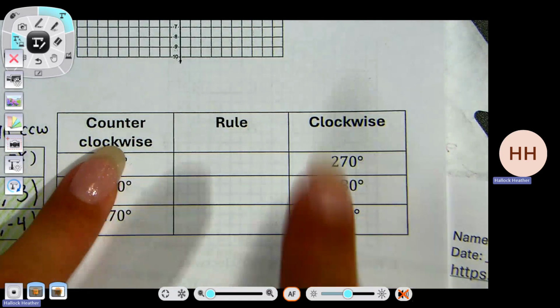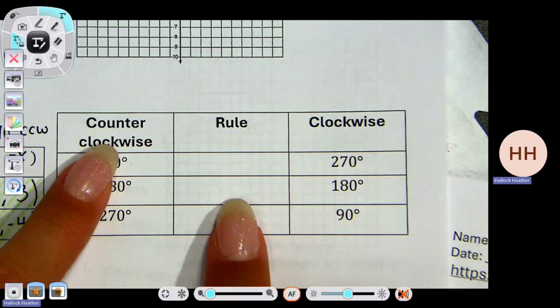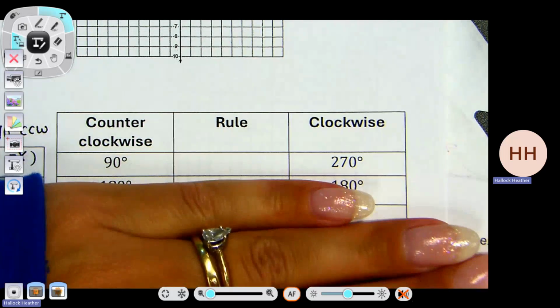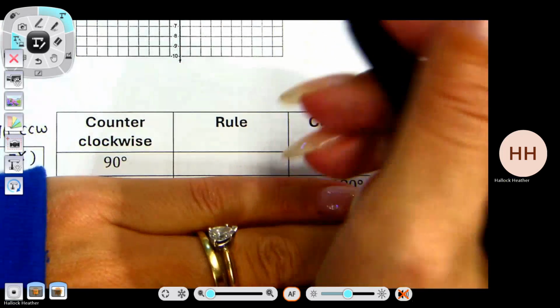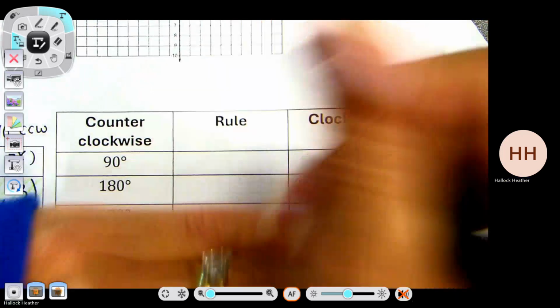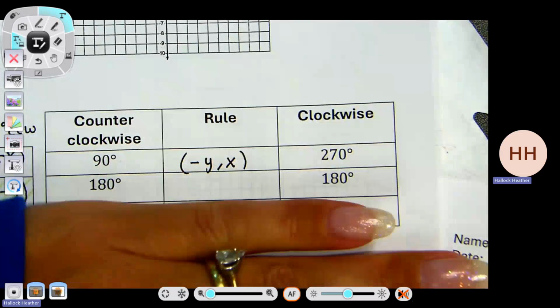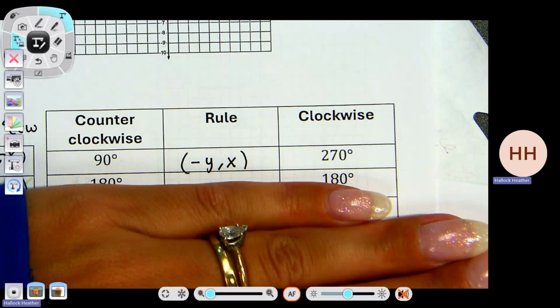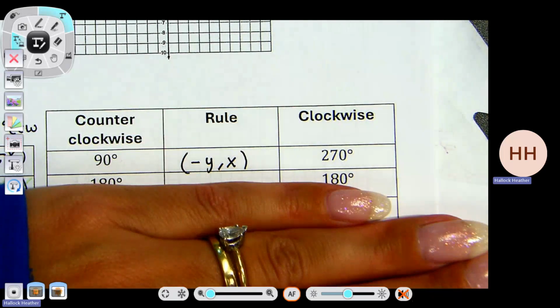So this is our cute little chart. Counterclockwise and clockwise, they repeat the rules in the middle. So for 90 degrees counterclockwise, what did we say our rule was for the first problem? Negative Y, X. That would be the same rule for 270 degrees clockwise, because if I go one quadrant to the left, that would be the same as ending up 3 to the right.